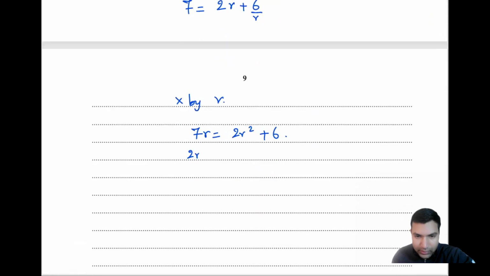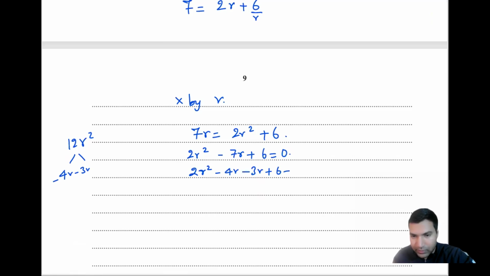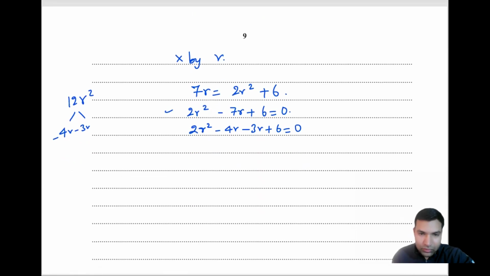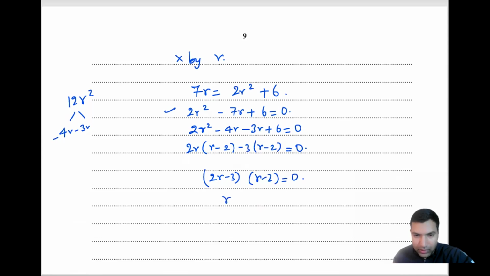So rearranging this, I'll get 2R squared minus 7R plus 6 equal to 0. Now 2 times 6 is 12R squared. Factors are 4R and 3R with a negative sign. So I can quickly factorize this: minus 4R minus 3R plus 6 equal to 0. You can use your calculator to solve this quadratic equation. So now 2R, if I take common, I'll get R minus 2, and then R minus 2 multiplied by negative 3 equal to 0. So what I get from here is 2R minus 3 and R minus 2 equal to 0. So R is equal to 3 over 2 or R is equal to 2.